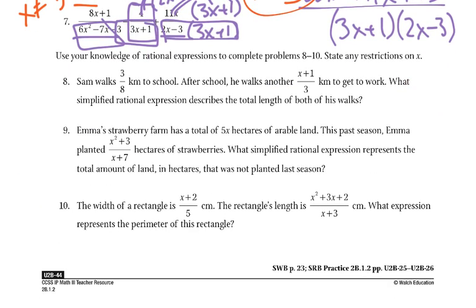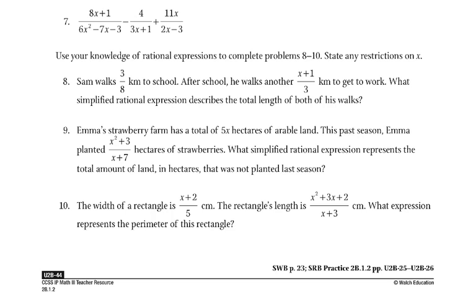Alright, 8, 9, and 10. Sam walks 3/8 kilometers to school. After school he walks another (x plus 1)/3 kilometers to get to work. What simplified rational expression describes the total length of both his walks? So, he adds his walks together.